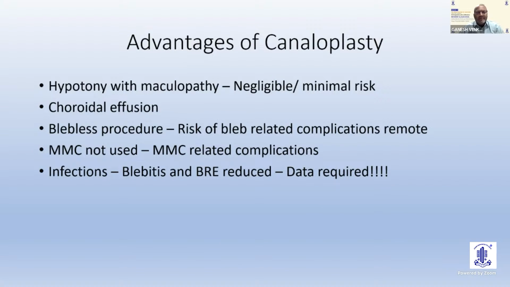So nevertheless, the advantage of canaloplasty is you don't have the hypotony with maculopathy, which usually accompanies conventional trabeculectomy. You also don't have choroidal effusion. It's a blebless procedure, so bleb-related complications later on in life are extremely remote. Mitomycin C is not used in this procedure. So infections, blebitis, and bleb-related endophthalmitis are also very reduced. Of course, as we do the procedure, the data will be required.